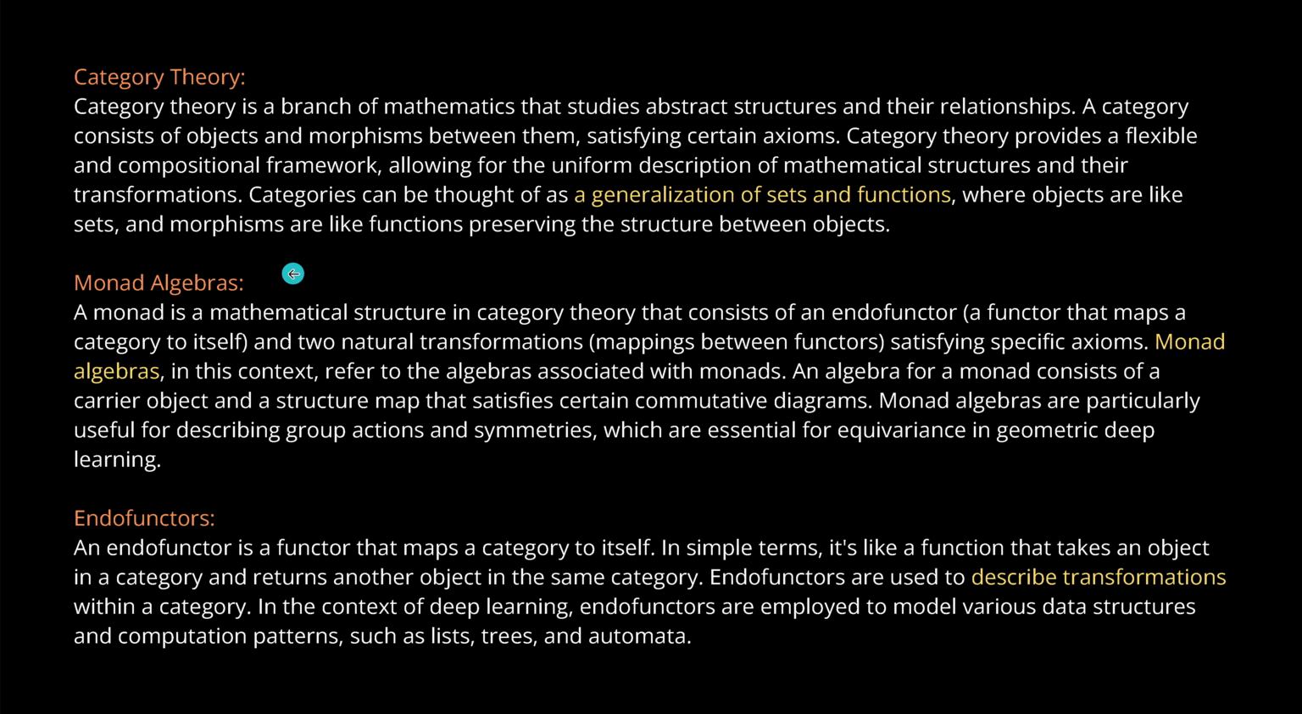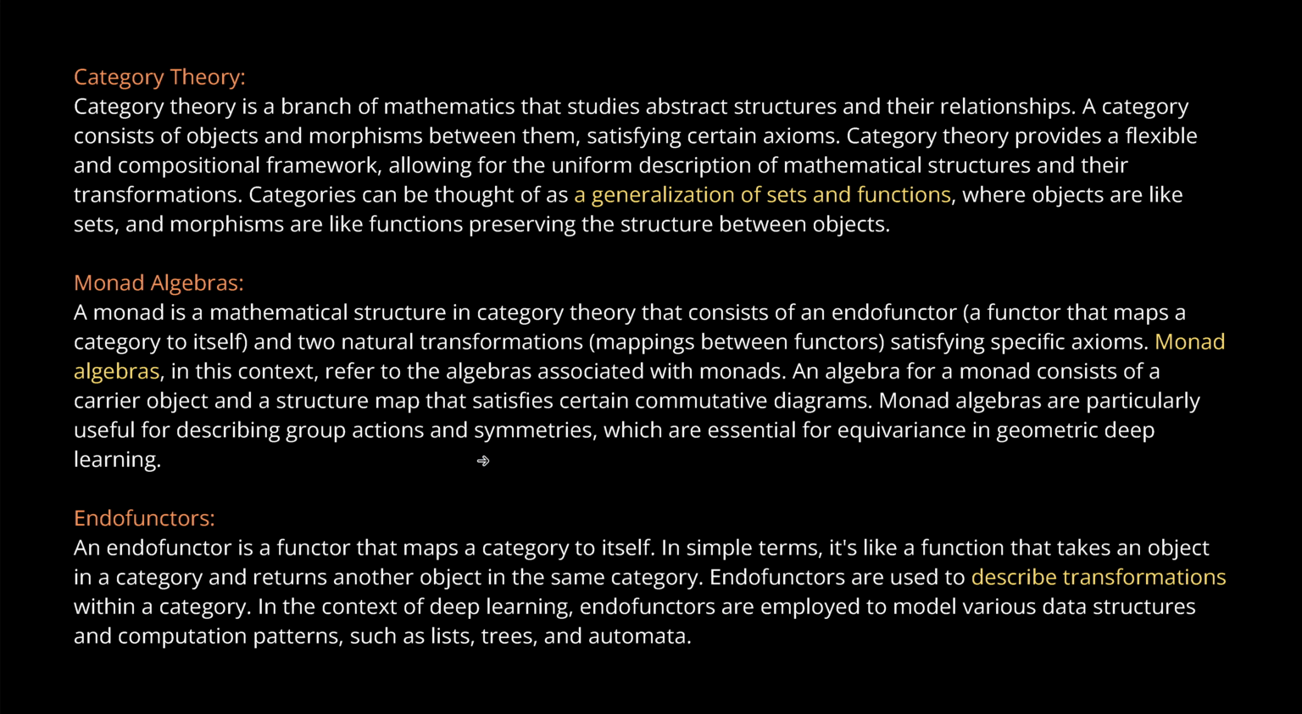The next topic is monad algebras. Now, a monad, if you know this, is a mathematical structure in category theory that consists of an endofunctor, so a functor that maps a category to itself, and two natural transformations. Natural transformations I will explain later, but just to give you an idea, they are mappings between functors. And of course, as always in mathematics, they satisfy specific axioms. Now, monad algebra in this particular context refers to the algebra associated with our monads. An algebra for a monad consists of a carrier object and a structure map that satisfies certain commutative diagrams. And they are particularly useful for describing group actions and symmetries.